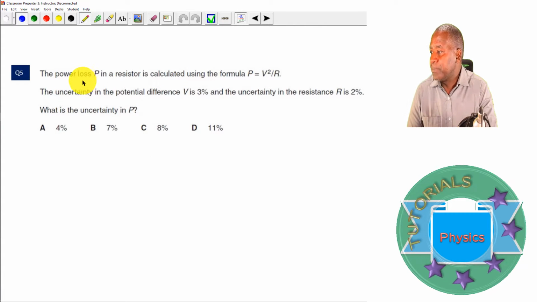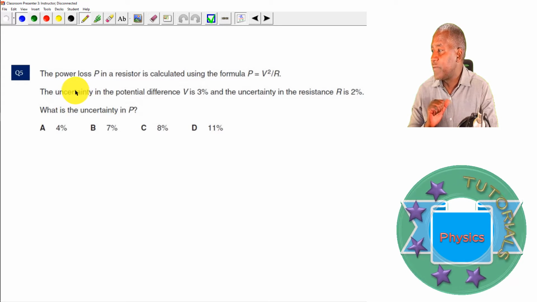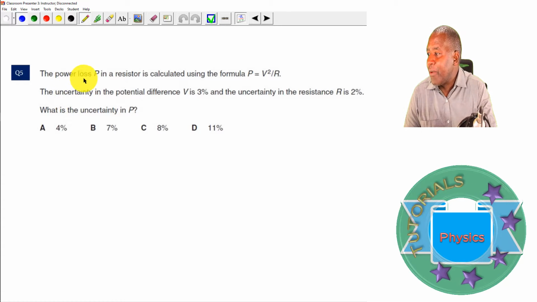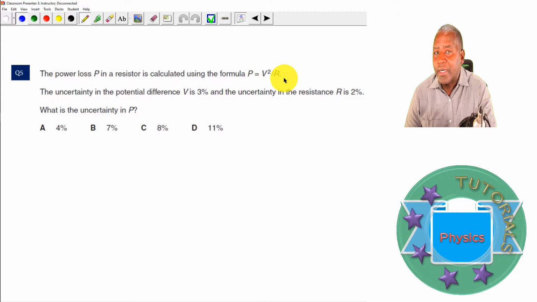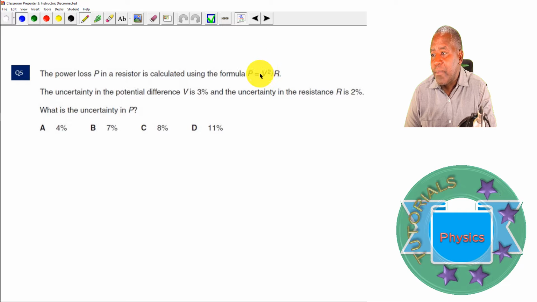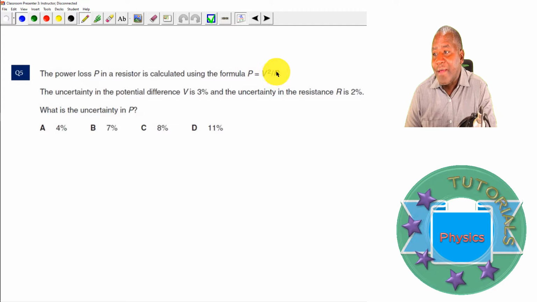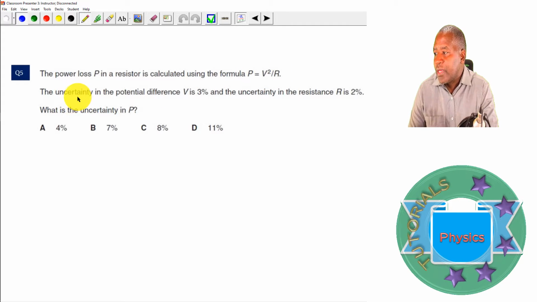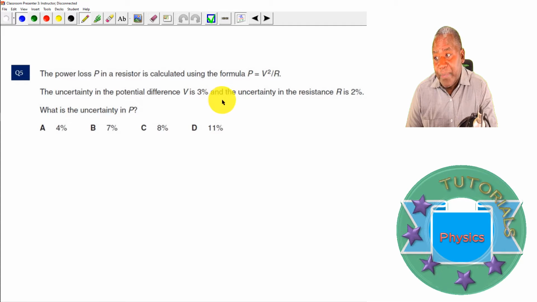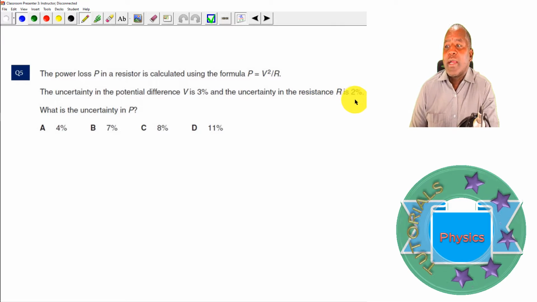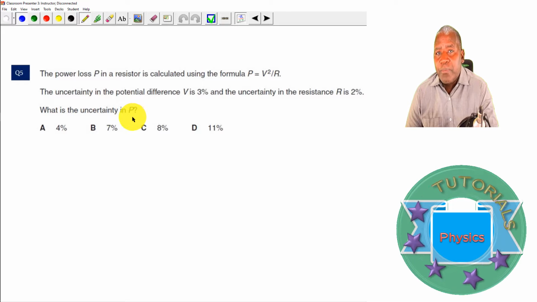Now, in this question, it is in May-June 2002, question 5, we are told that the power loss P in a resistor is calculated using the formula P is equal to V squared over R. So you can see here there is a multiplication of two physical quantities. They are of the same type, they may be different, and there is also division. The uncertainty in the potential difference is 3%, and the uncertainty in the resistance R is 2%. What is the uncertainty in P?